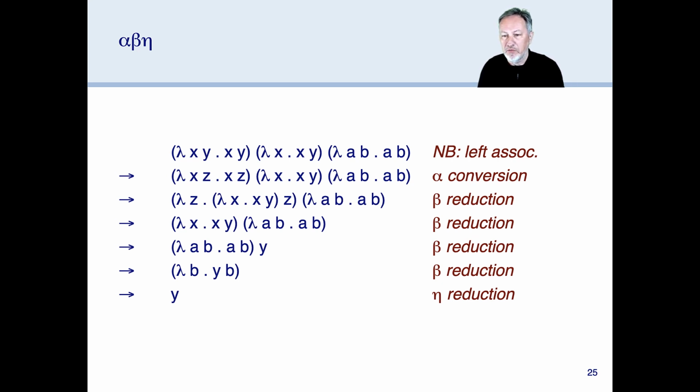Alpha conversions are never really necessary to reduce an expression. We could have left out the first alpha conversion, and the beta reduction would have automatically forced us to rename the y to a z in the beta reduction rule itself, in the substitution rule itself.